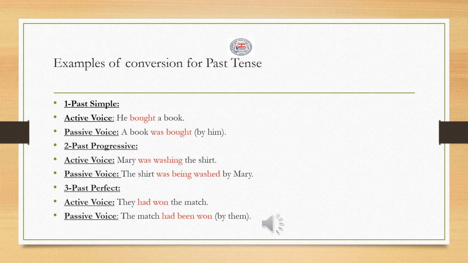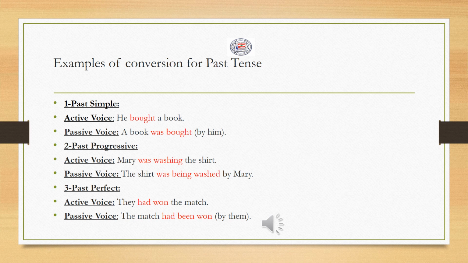The second one is the past progressive. The active voice sentence is: Mary was washing the shirt. In order to change this sentence, the shirt should become the subject of the sentence. In this case also we have to use was because the shirt is singular. Being should be added in order to represent the progressive form. Wash becomes washed because it's a regular verb and it takes ed. The prepositional phrase is needed because the doer of the action is well known. So the sentence becomes: The shirt was being washed by Mary.